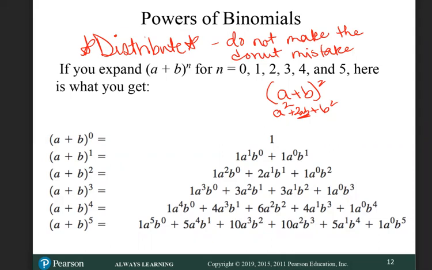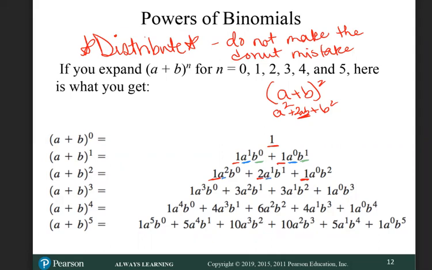Okay, so we have to distribute any time we're raising more than one term to a power. Whether it's a binomial or a trinomial, as long as it's not just one term, I always need to distribute. And then we started saying that the pattern that we're going to look for is among the coefficients, and then separately the powers of a, and then separately the powers of b, and we're going to tie all of those together into a single pattern, and that pattern is called the binomial theorem.